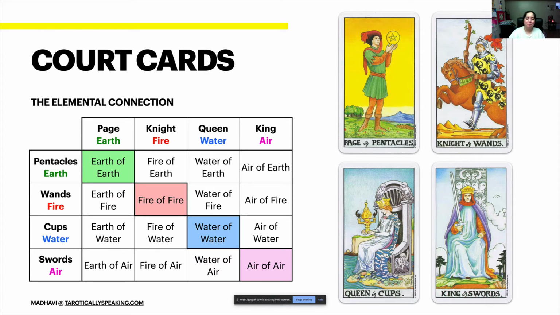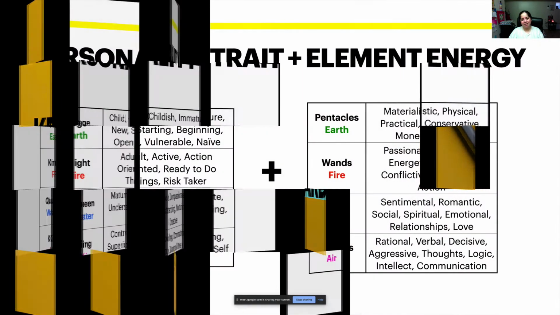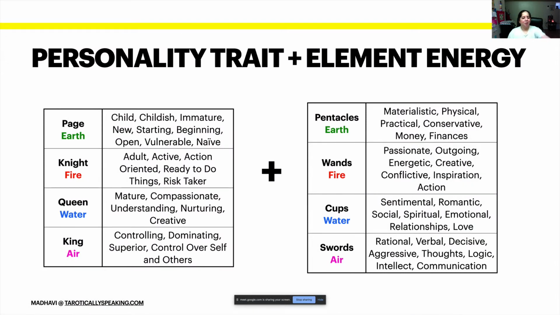And this is very important. If you just remember this, you will be able to very quickly analyze and interpret which court card means what. Because, ta-da! This is the key. This is the table, and this one will tell you exactly how to interpret it.